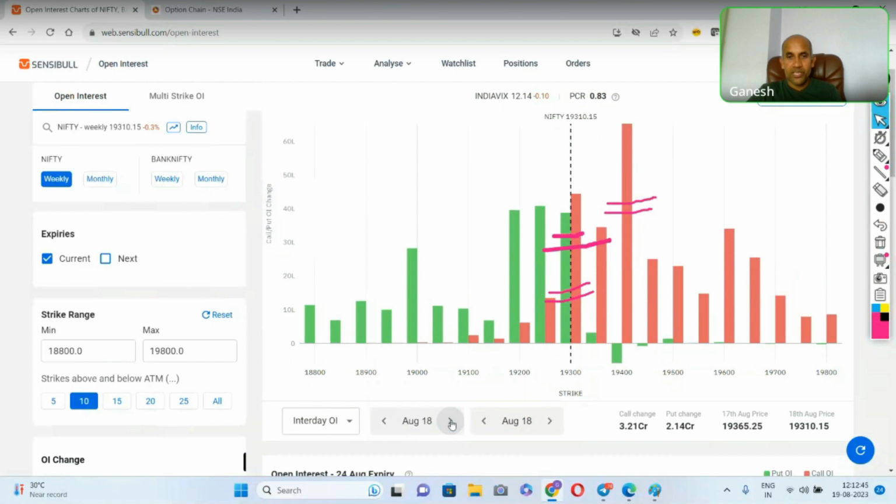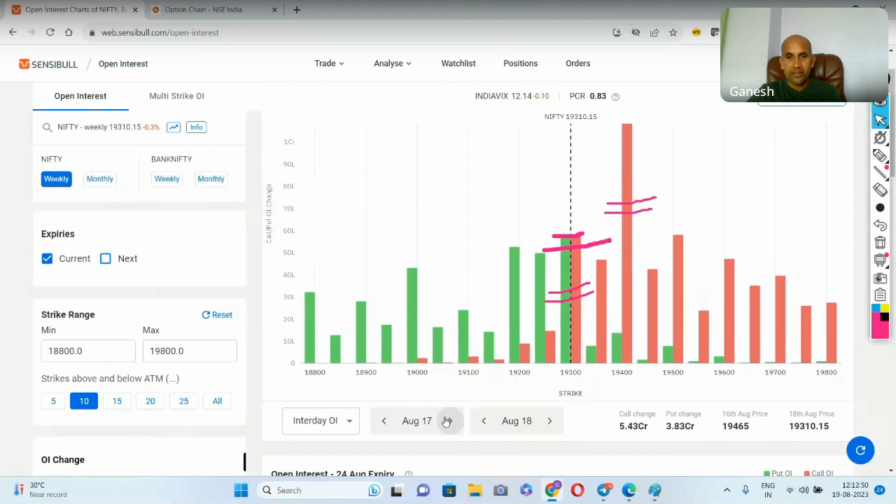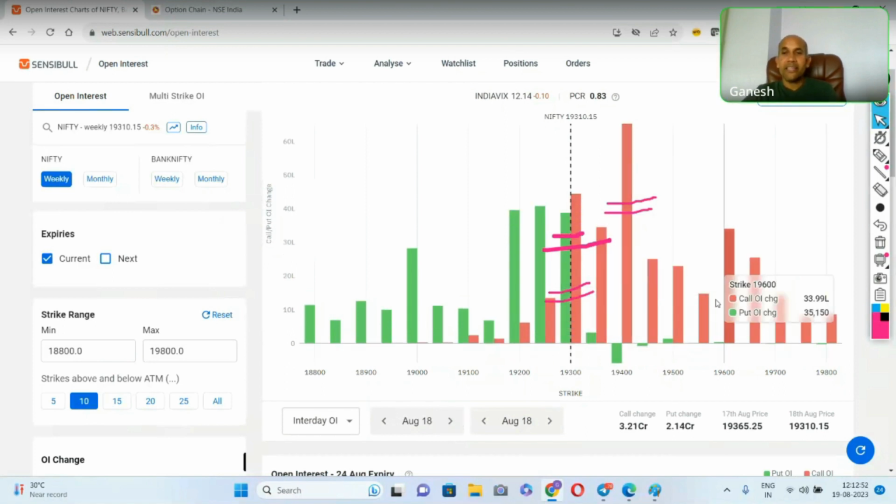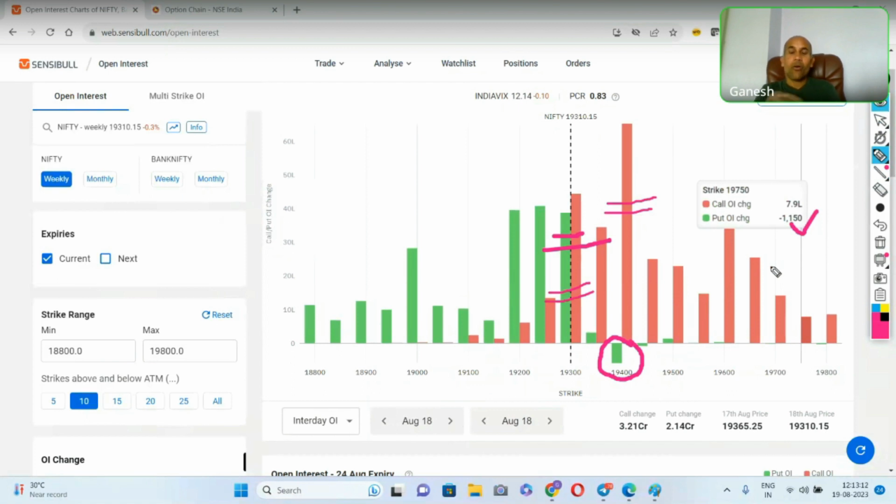Keep observing this open interest change, okay? On 18th, just understand what has happened. This is called unwinding. What is that? 19,400 puts unwinding happened. See, minus. Here is minus, which means unwinding happened. Why? What does it mean?